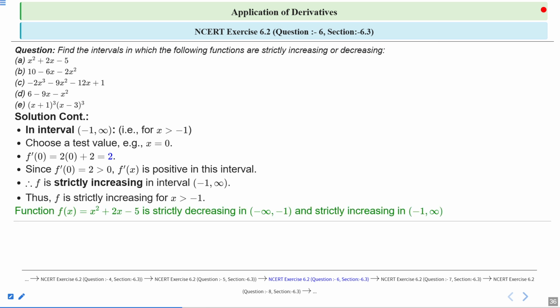So we can say that function f x equal to x square plus 2x minus 5 is strictly decreasing in -infinity to -1 and strictly increasing in -1 to infinity, right?